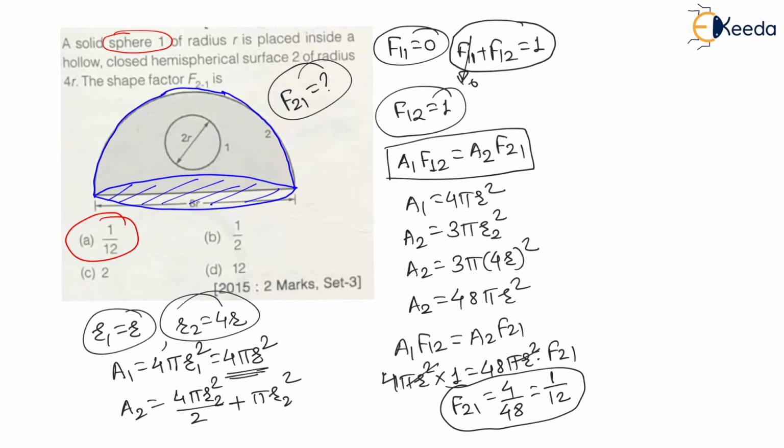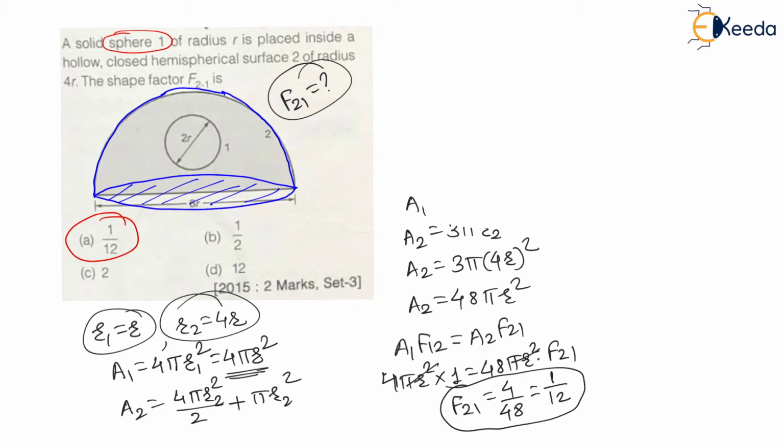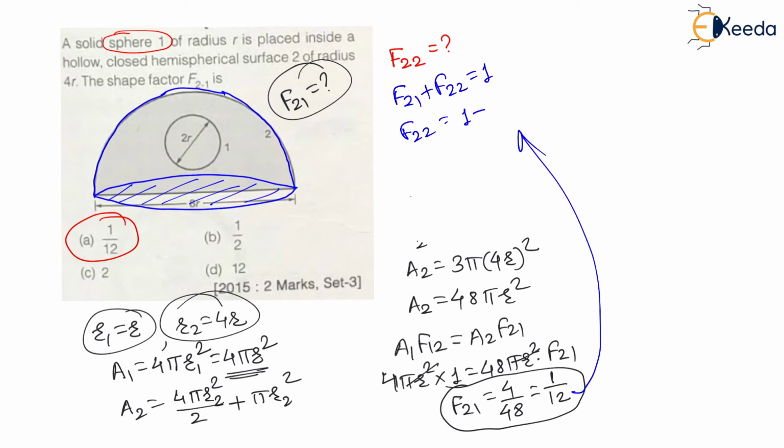Now they may ask you what is the shape factor of 2 with respect to itself. If the same question is extended, what is the view factor of 2 with respect to itself, meaning F22 is equal to question mark. Let us use the summation rule again, that is F21 plus F22 is equal to 1. Therefore F22 will be equal to 1 minus F21, and F21 is 1 by 12, therefore F22 will be equal to 11 by 12. But here the question is to find F21, therefore for this question the answer is 1 by 12, that is option A.